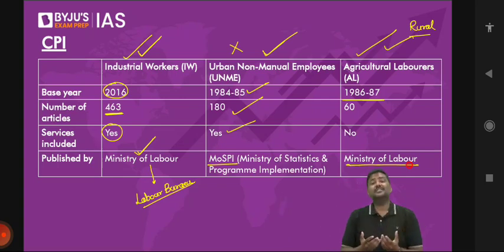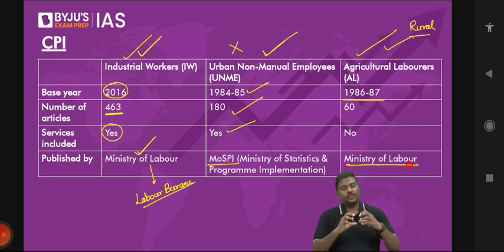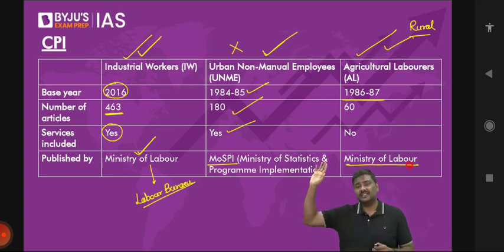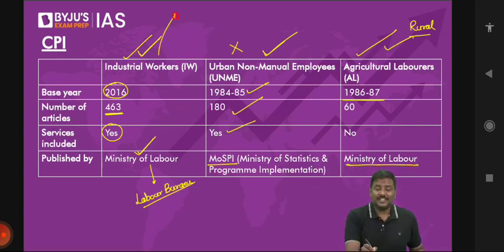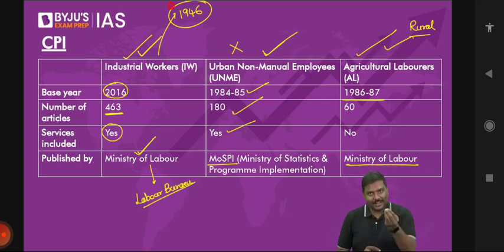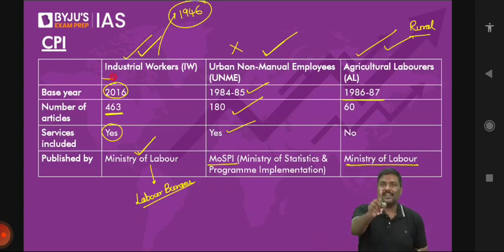What we used to do earlier is calculate retail inflation under different heads. One, we used to have industrial workers, one of the oldest indices in India. CPI-IW calculation started from 1946 in India. I hope you understand, one of the oldest indices. From 1946, we are publishing CPI-IW. And once you become IAS officers, CPI-IW will become very, very important for you.